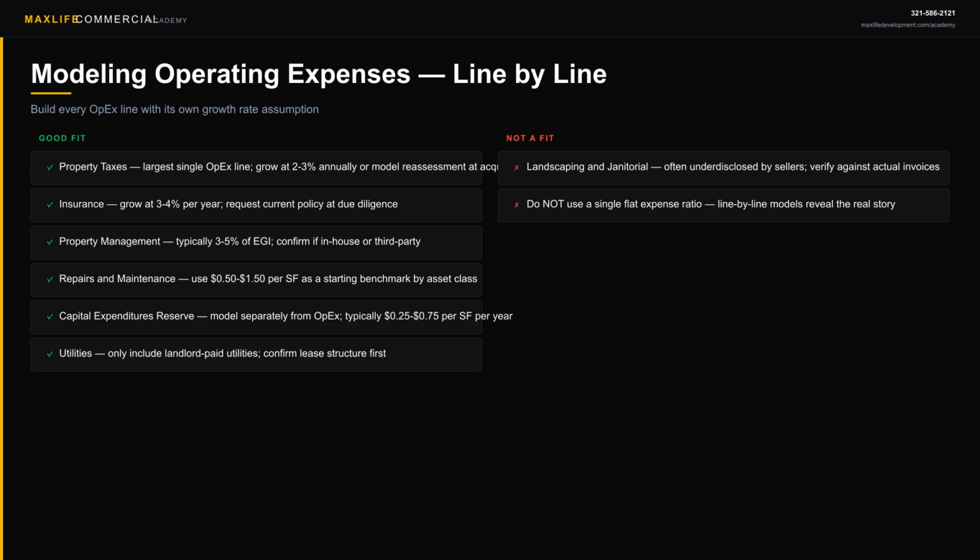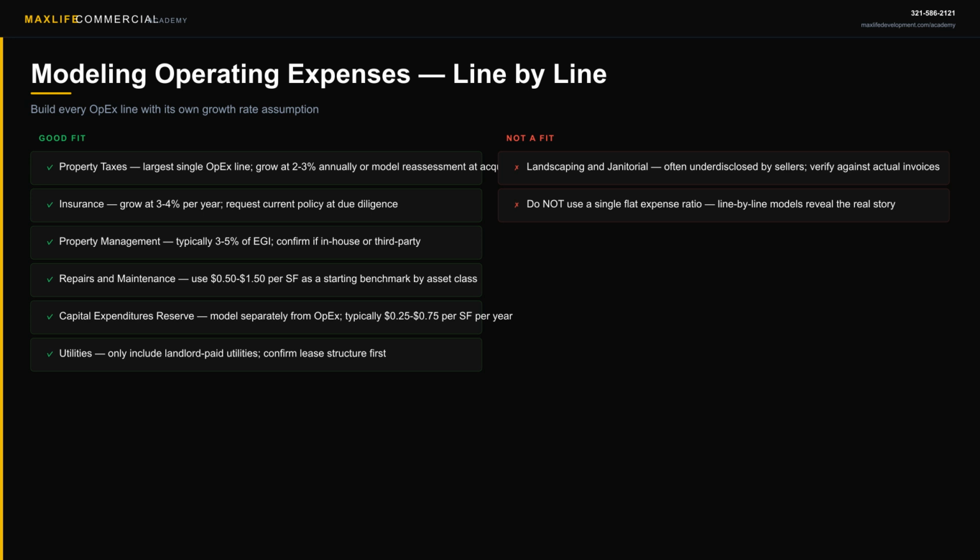Insurance is the next line. In Florida especially, insurance costs have risen dramatically in recent years. Get an actual quote from an insurer rather than relying on the seller's current policy costs. Property management is typically 3 to 5% of effective gross income if you are using a third-party manager, or you can model it at cost if you are managing in-house. But always model it because it is a real economic cost even if you are doing it yourself.